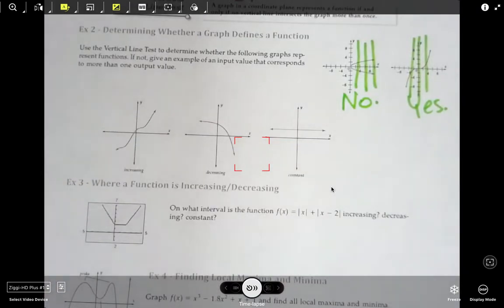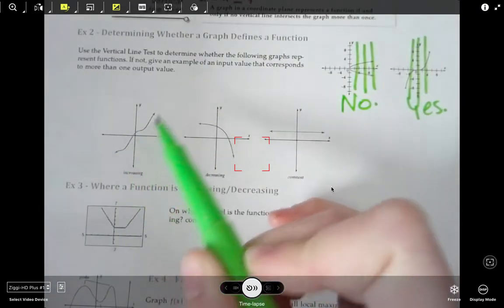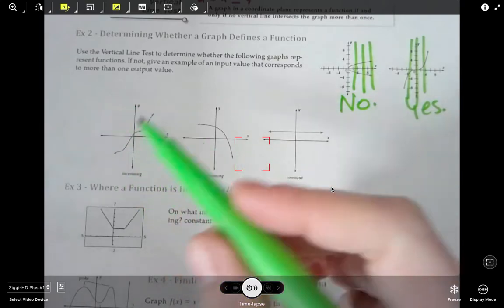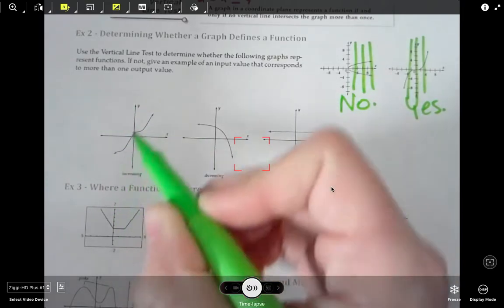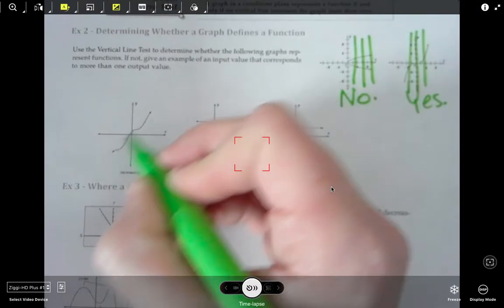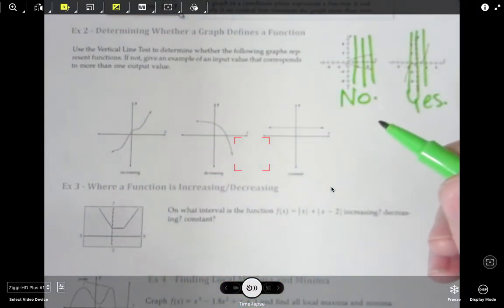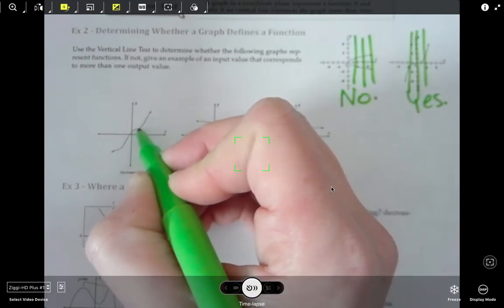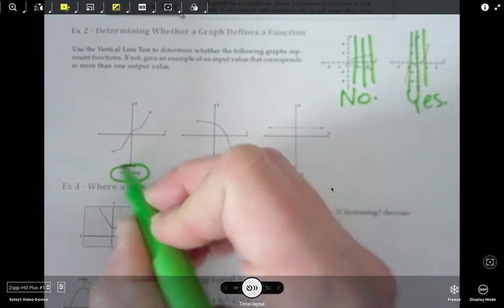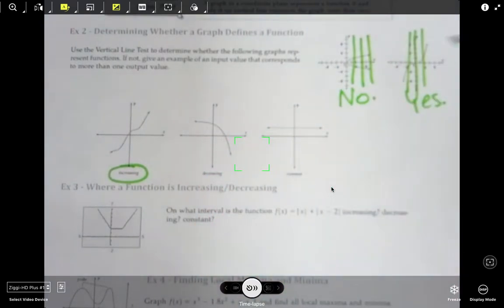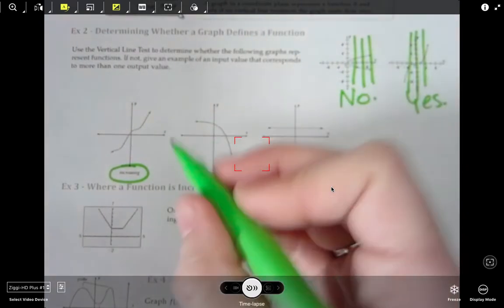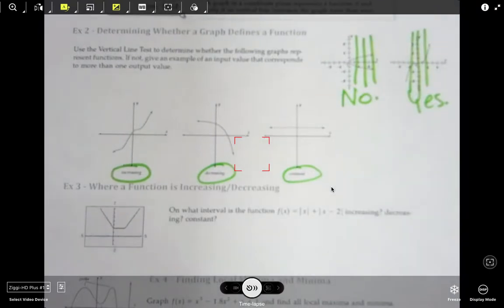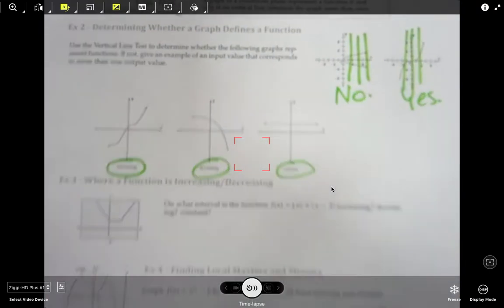Even though there's bumps and curves all going on in this leftmost graph, from left to right, he is going up all the way through. He's not turning around and going back down ever, right? Even here where he stalls out, he's still going up. So this is an increasing function. He's decreasing over here for this type of function. And then this one is constant. That is where he is constant.